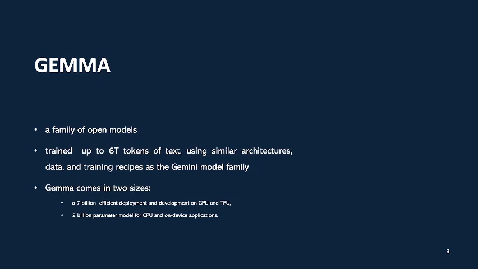So the same researchers team developed Gemma 2, and initially Gemma was trained on 6 trillion tokens of text using a similar architecture to that used by Gemini. And we can see that Gemma right now has two versions. One is 7 billion parameters, and the second one is 2 billion parameters.